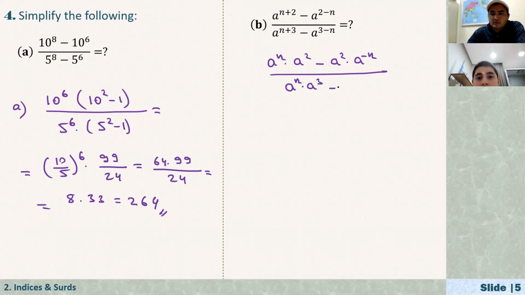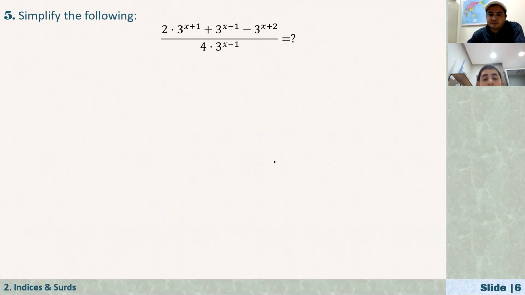Did you do it like this? Then I took it out. Yeah, here we have a squared over a cubed. Inside the bracket, the same, right? They cancel out each other. So that's equal to 1 over a. Yes. Good.